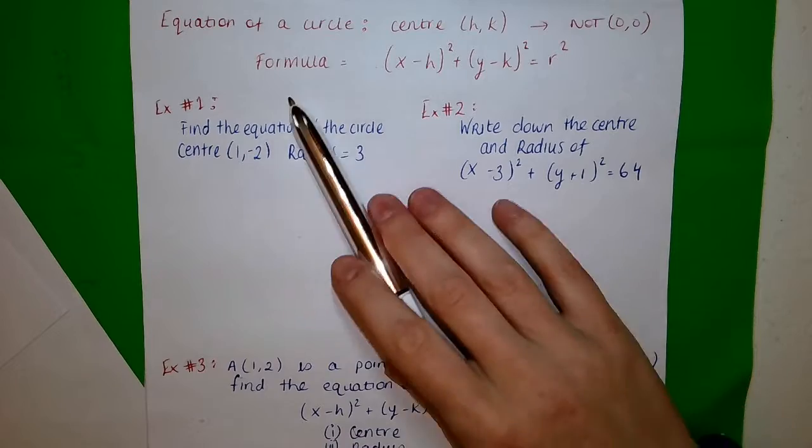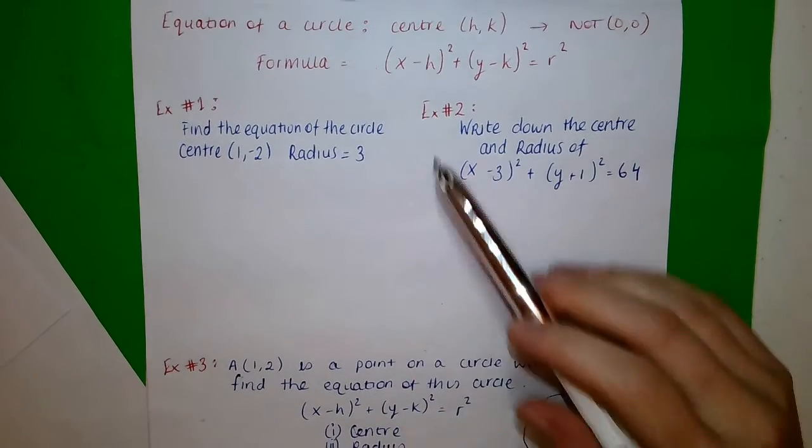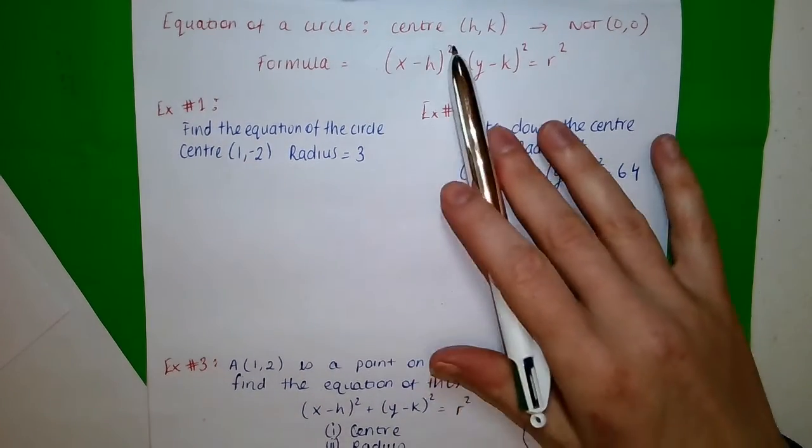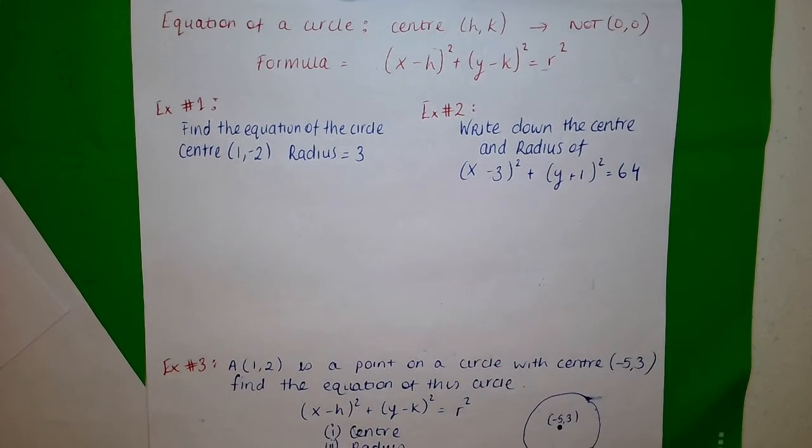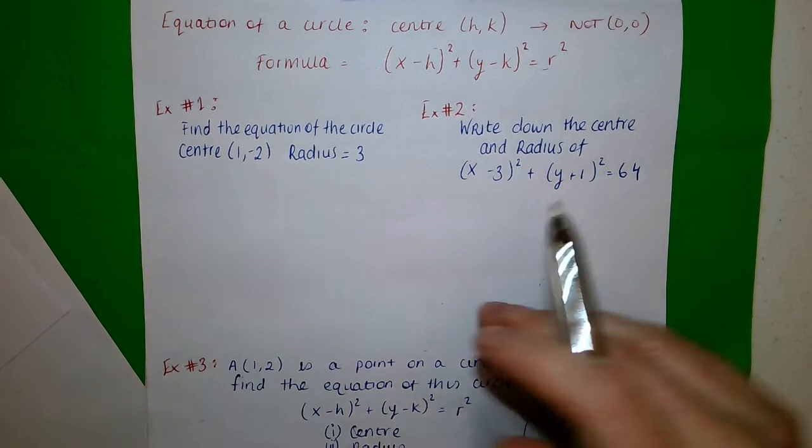The formula for the equation of a circle with centre (h, k) is (x − h)² + (y − k)² = r². In order to use this formula we need to have the centre and we need to have the radius. And I will show you how to use the formula here.